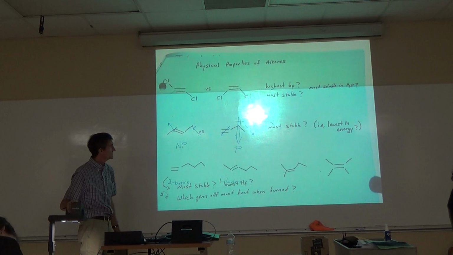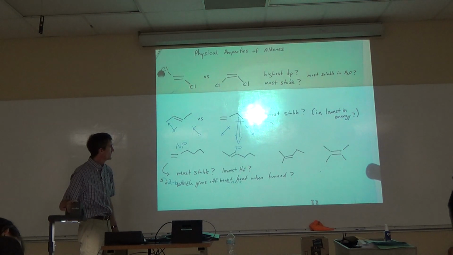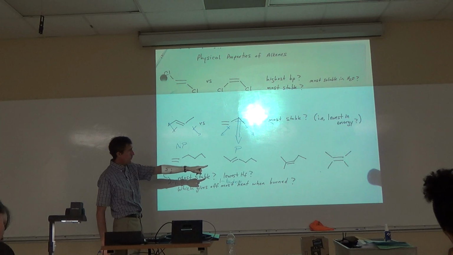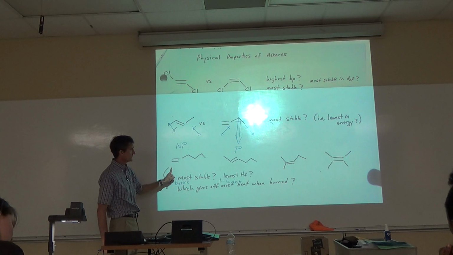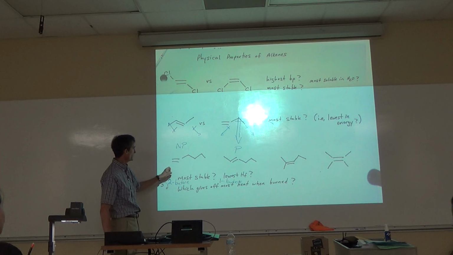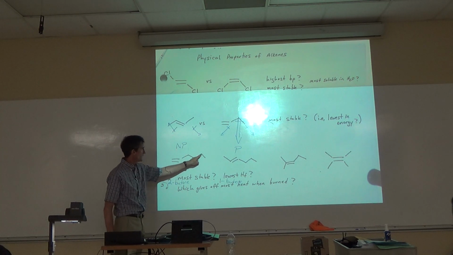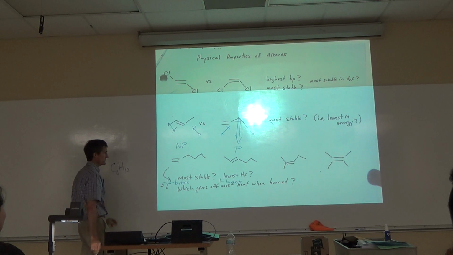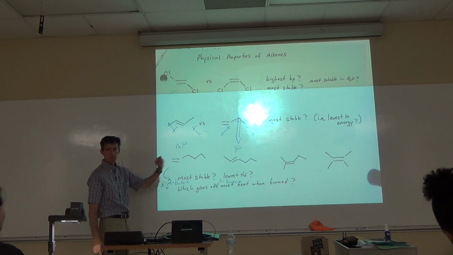Let's keep going, because this is asked multiple times. Here we have 4 constitutional isomers. Every one of these has what formula? 1, 2, 3, 4, 5, 6. C6H what? Yes, C6H12. All these have the same formula.